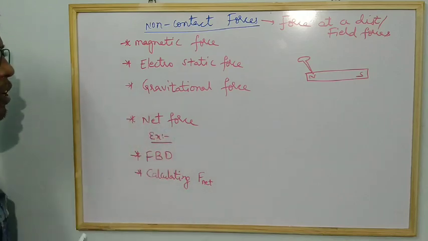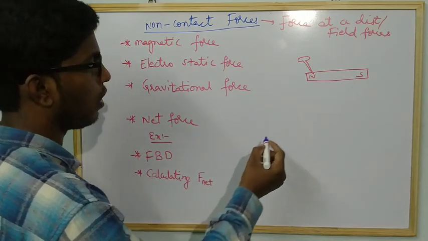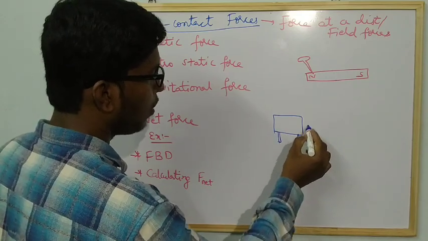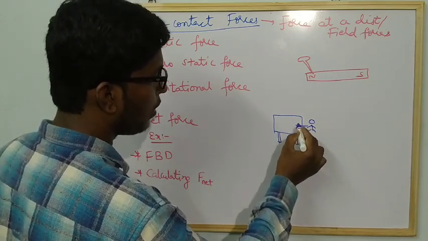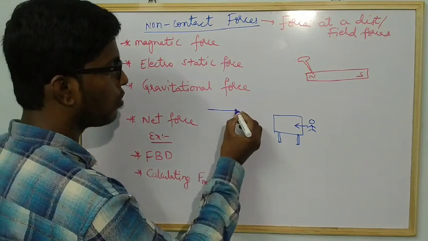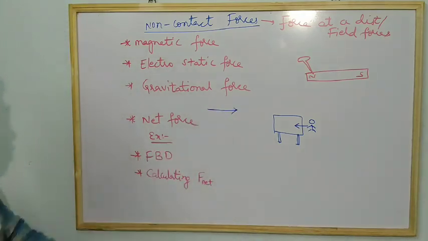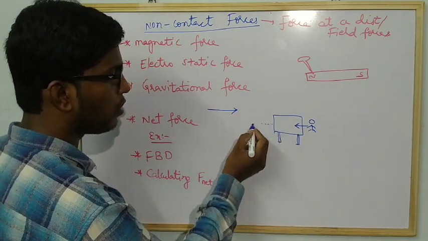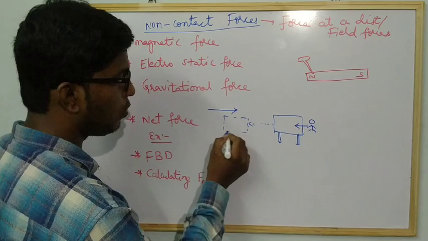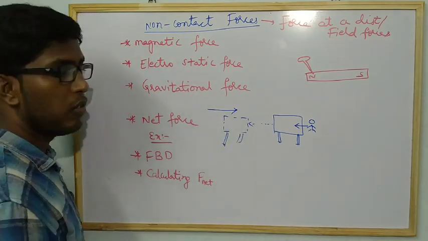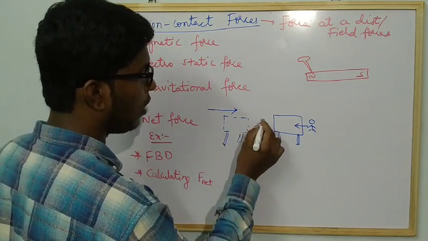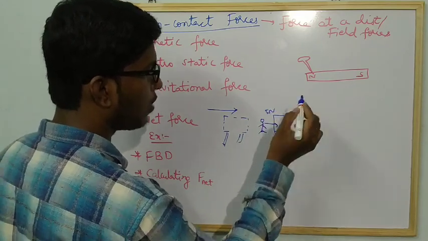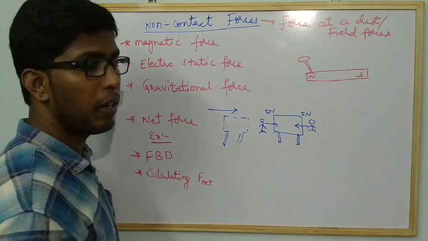Now coming to the net force. How do you calculate the net force? Assume that this is a table. One person is standing here and applying a force. We use an arrow to denote the force. What happens? Definitely the bench will move in this direction. Yes or no? Suppose another person is standing on the other side and applies the same force, assume 5 newtons, and here he is applying 5 newtons. What happens? The bench will remain the same.